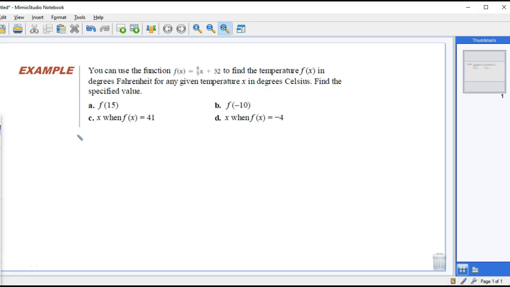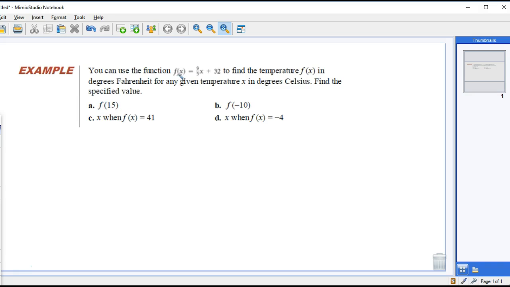Welcome to function notation. You can use the function f of x equals 9/5 x plus 32 to find the temperature f of x in degrees Fahrenheit for any given temperature x in degrees Celsius. Find the specified value. So f of 15, that's how we say it, f of 15. It's not f times 15. I know the notation kind of looks like that, but this f is not a variable. It says it's a function, and we're trying to find the function value when x is 15.